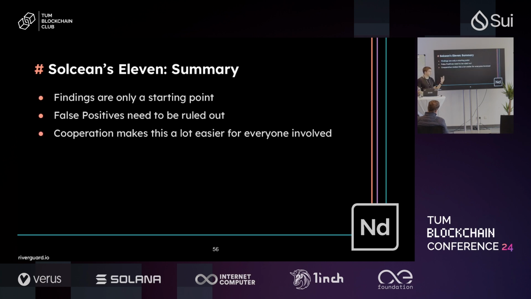So what can we learn from that? The findings that Riverguard reports are just a starting point. We often still have to look into them to eliminate false positives, but we have a lot of false positive elimination already in place. So if we contact you, the developer, it is often pretty surely a bug, and sometimes we cannot verify it because it's in the backend. The cooperation makes it a lot easier for us, so we don't have to do something on mainnet.